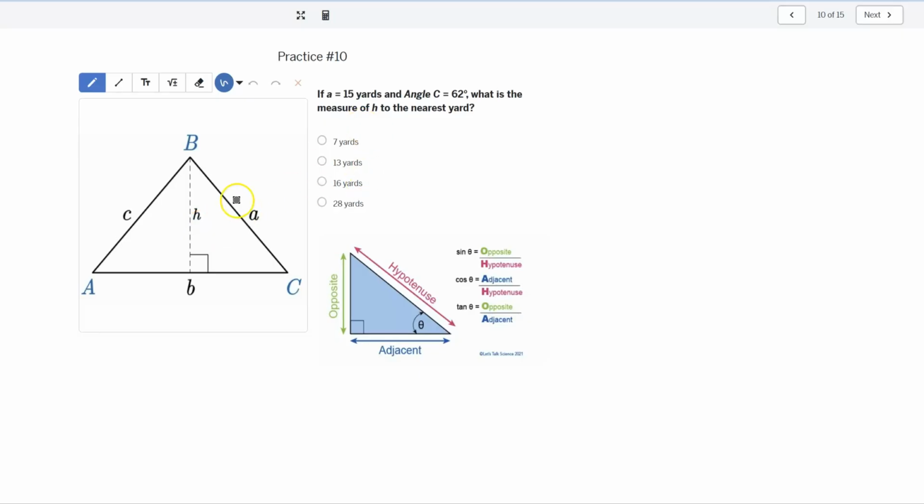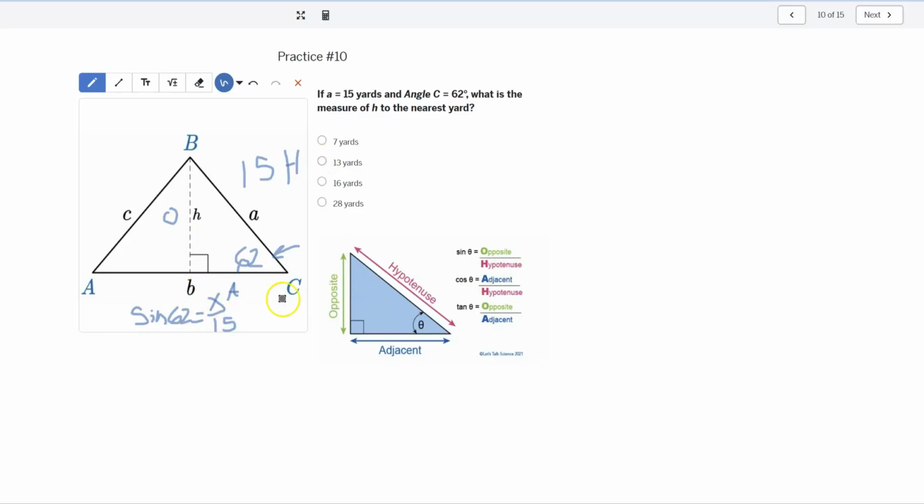So in this case, it says if A is 15 yards and angle C is 62 degrees, what is the height? So again, we just have a right triangle here. We have our reference angle. If we label this, this would be our adjacent, our opposite, and our hypotenuse. We're looking for the opposite, and we have the hypotenuse, so we're going to use our sine function. The sine of 62 is equal to the opposite, which is x in this case, over 15.